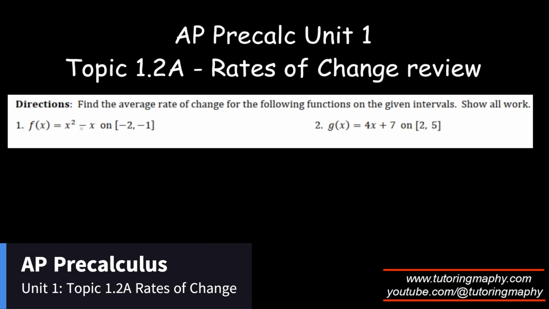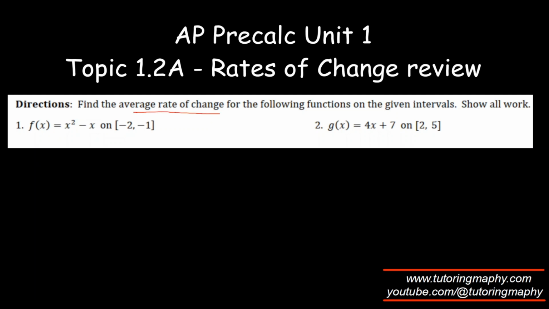Let's get started. Find the average rate of change, AROC, that's what we call it, of the function in the given interval and show all the work. Right off the bat, we should know that the formula for AROC is f of b minus f of a over b minus a, where a and b are the 2 points between which we are trying to find the average rate of change, and f(x) is the function. It's pretty straightforward. It's just going to sub in the numbers here. So let's start with question 1.